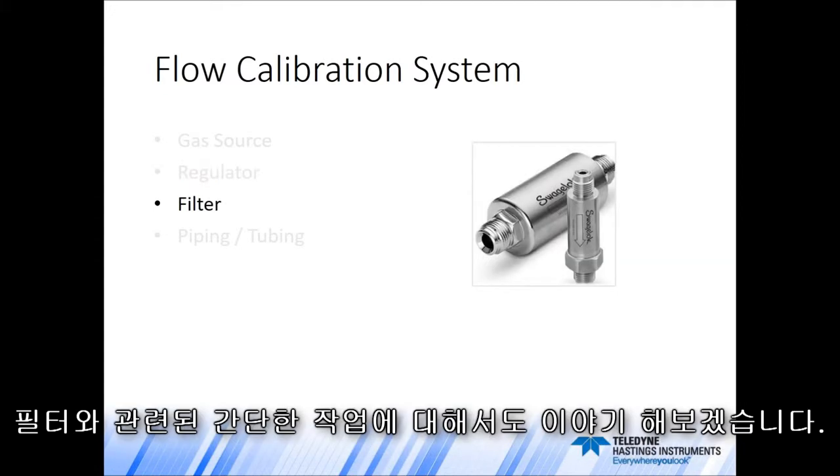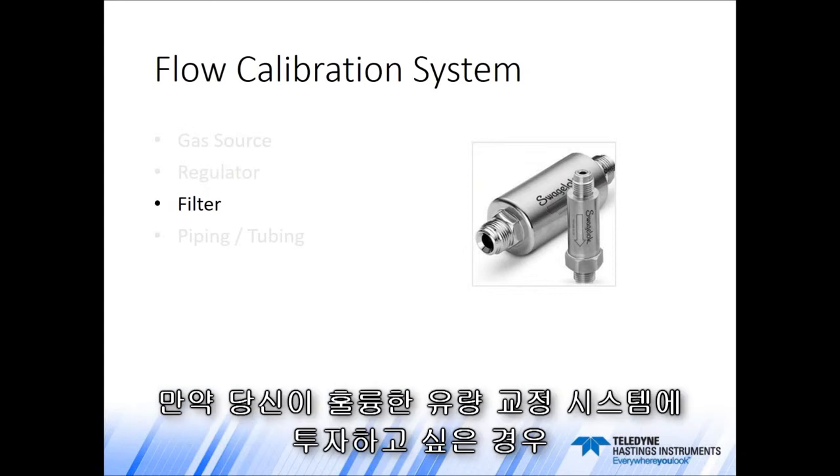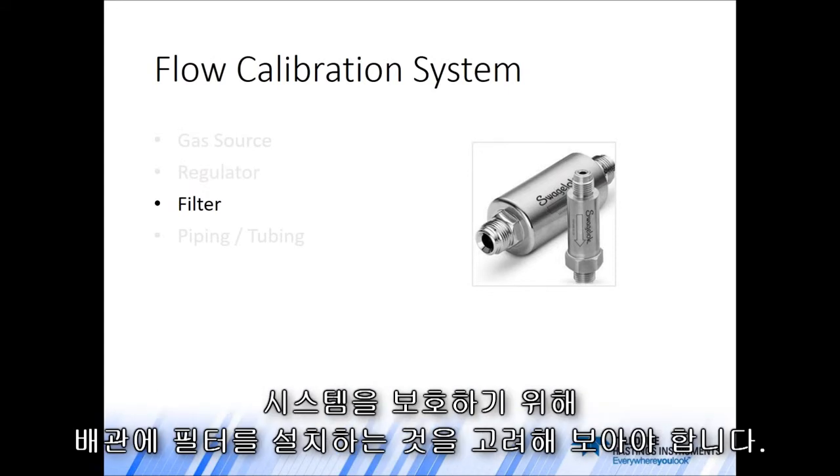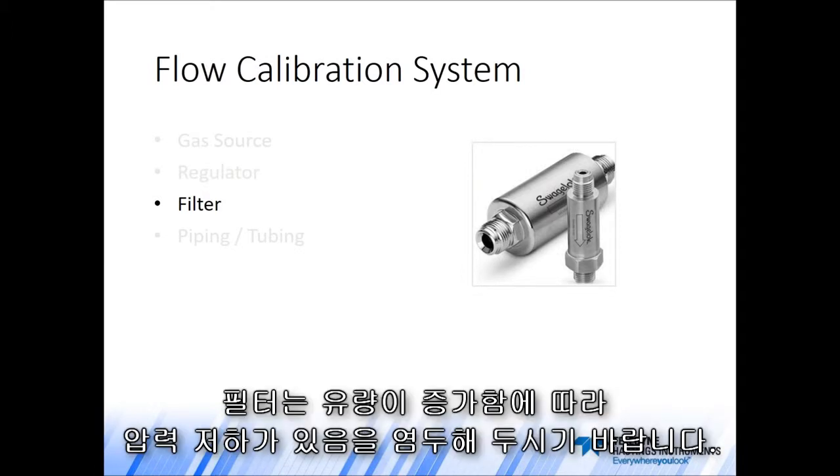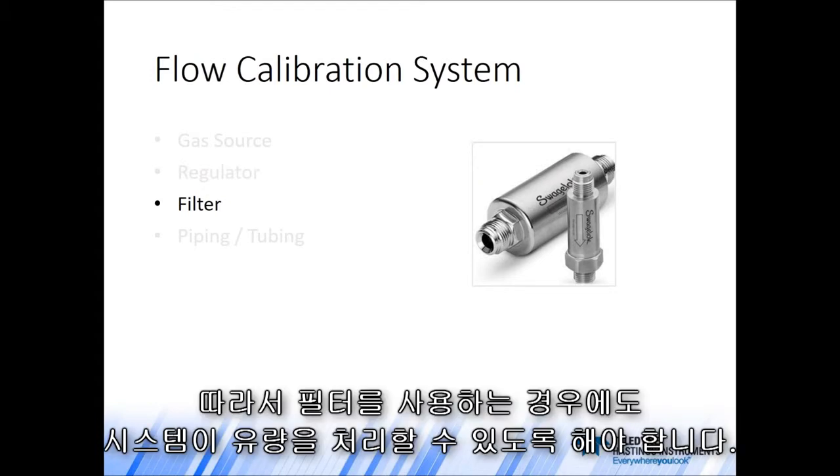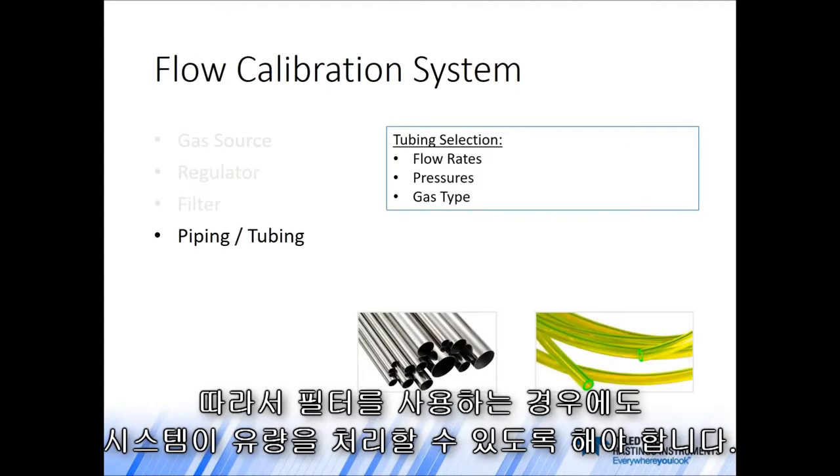I also want to say a quick word about filters. If you're going to invest in nice flow reference standards, then you should also consider placing a filter in line to protect your standard. Keep in mind that the filter will have some pressure drop across it with increasing flow, so make sure your system can handle the flow rates, even with the filter.